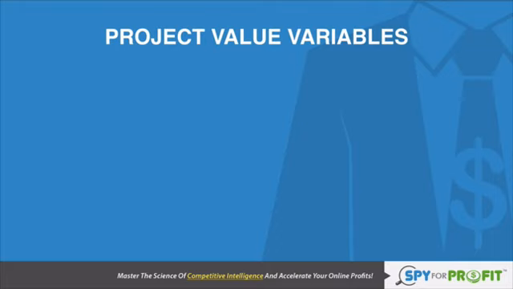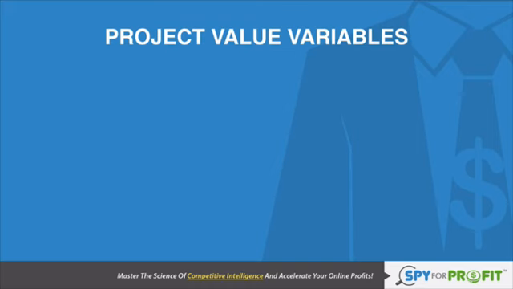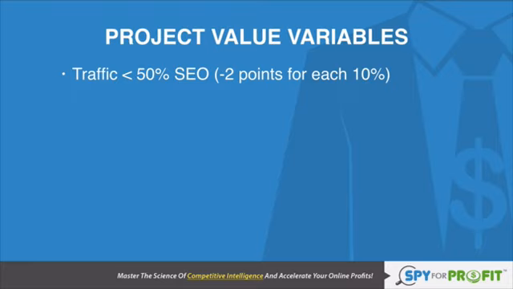Now, on the other side of things, let's talk about positive variables that lower this project value number. If their traffic, whoops, I think this slide just backed up on me, I'm sorry. If their traffic is less than 50% from SEO, then we award -2 points for each 10% it is below the 50%. We want to find companies making good money by simply buying a lot of traffic and not relying on SEO.